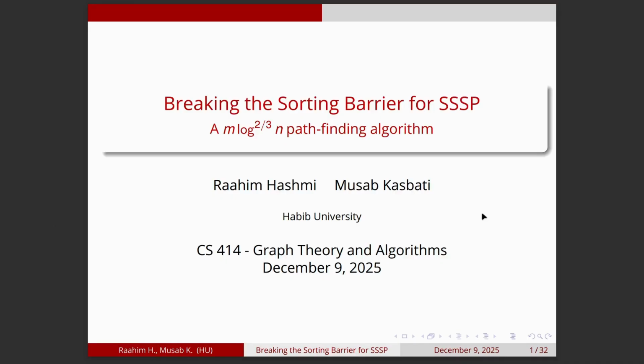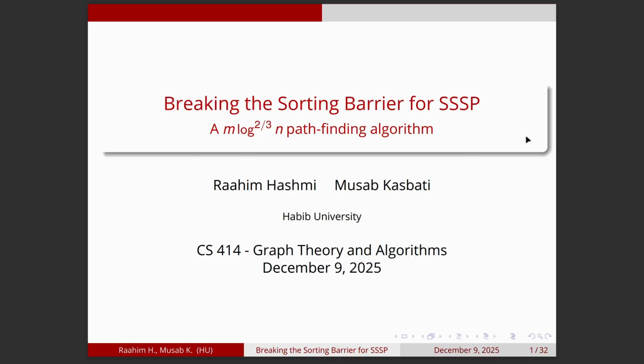And for our graph theory project, we'll be going over the recent paper on breaking the sorting barrier for single source shortest path problems. In particular, this paper provides an algorithm that runs in m log^(2/3) n, where m is the number of edges in the graph and n is the number of vertices in the graph. And this is actually faster than any known deterministic algorithm for sparse graphs, that is, when m is not much larger than n.